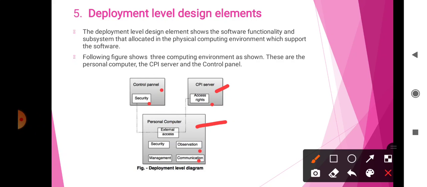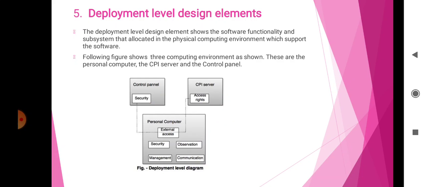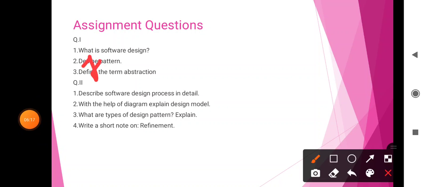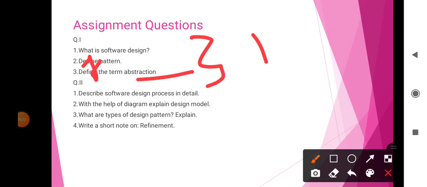Now our last chapter is over, and here are some assignment questions also provided. The first main question, that means these three questions are for 1 mark each. What is software design? Define patterns. And define the term abstraction. These three questions are for 1 mark.